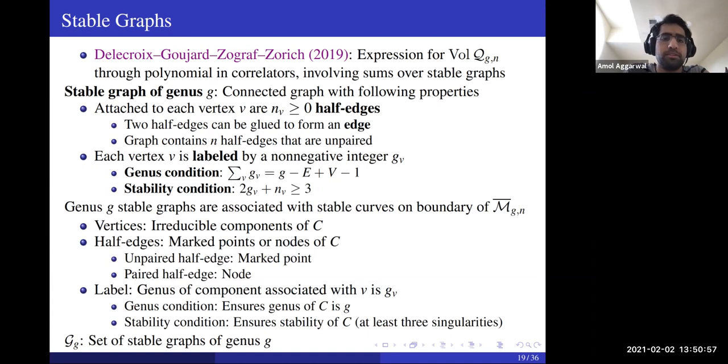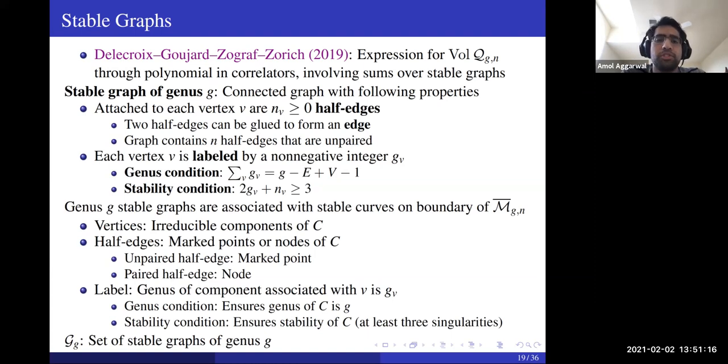So to do that, let me define what a stable graph is. Again, this is somewhat standard from the perspective of algebraic geometry. Eventually what will happen is that this volume will be expressed through a polynomial of correlators, and this polynomial integral of a sum over the set of all stable graphs. So I should tell you what a stable graph is.